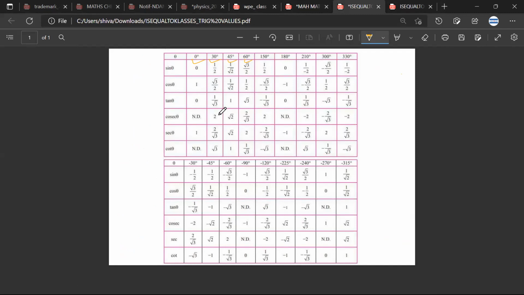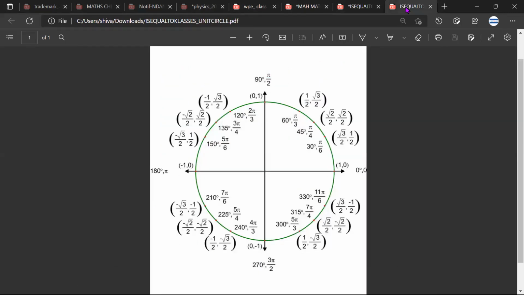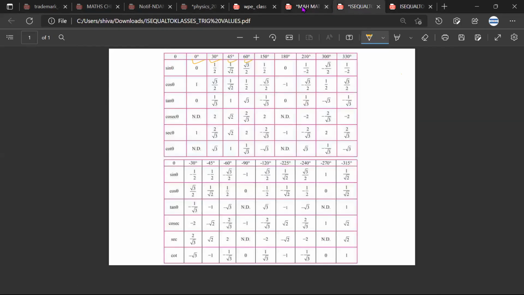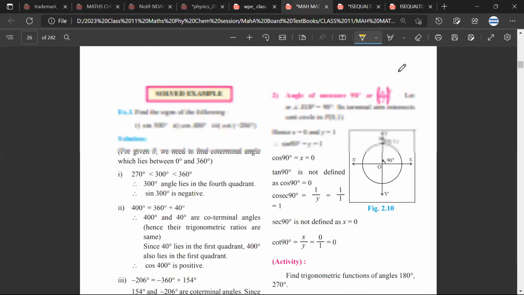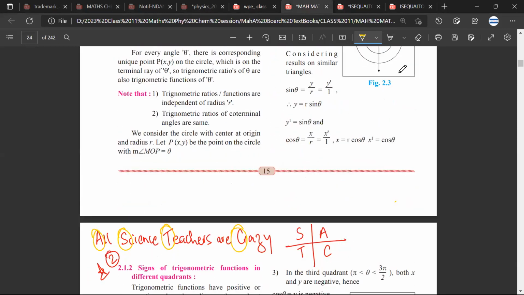So for example, if I ask you sine of 25 degree, then they used to give you a table at the end of the textbook. There used to be this sine, cos, tan table there. You could refer to the values.